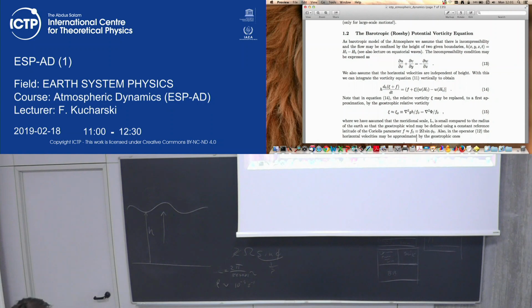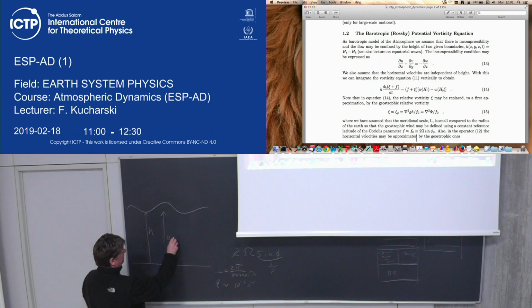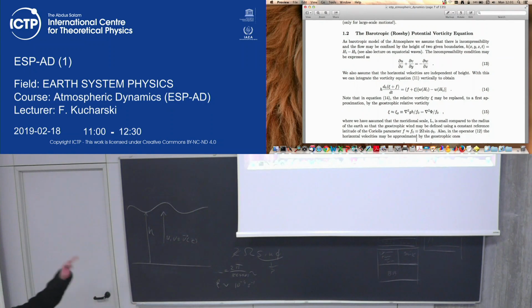And what is also assumed is that this flow is barotropic. That means that the horizontal velocities that we have in this flow are assumed to be not a function of z. And we assume that that's constant. That's called the shallow water approximation. And okay, so we use this.